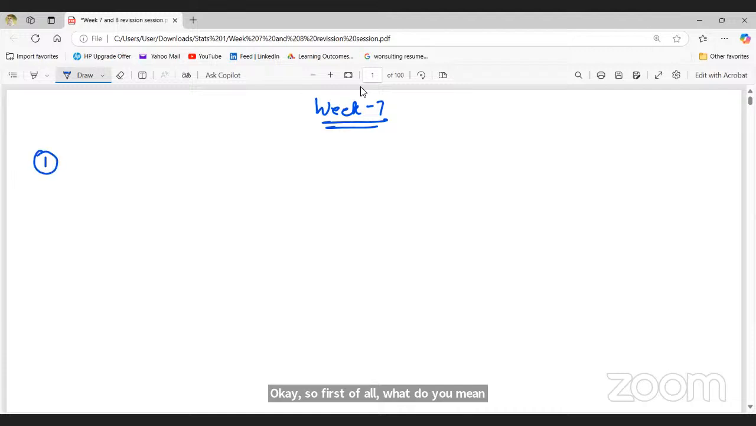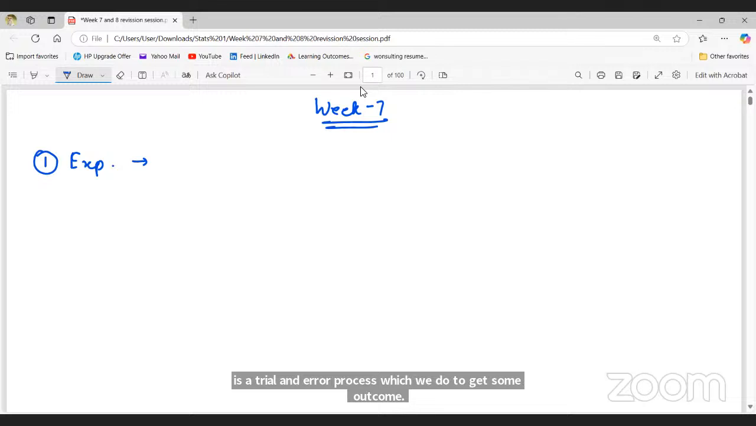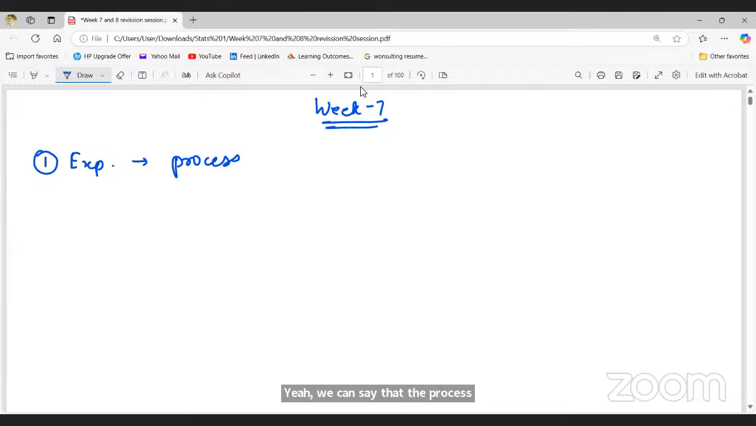What is an experiment? It is a trial and error process which we do to get some outcome. Yeah, we can say that it is a process that produces an outcome. Okay. Now, what is a random experiment?